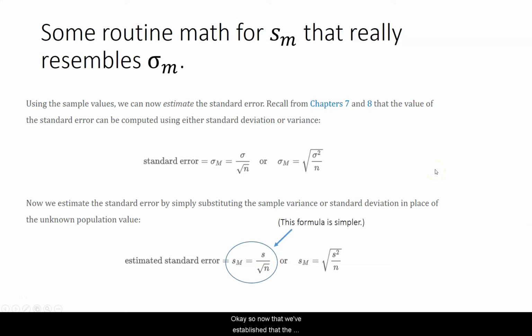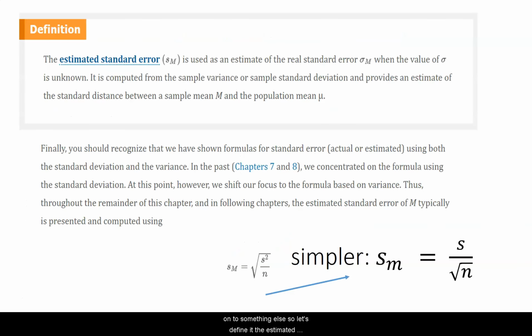Okay, so now that we've established that the estimated standard error strongly resembles the old standard error that we used in Chapter 8, let's go on to something else. So let's define it. The estimated standard error is used as an estimate of the real standard error when the value of the population standard deviation is not known. It's computed from the sample variance or the sample standard deviation. And in our case, I really will always give you the sample standard deviation, and it provides an estimate of the standard distance between the sample mean and the population mean.